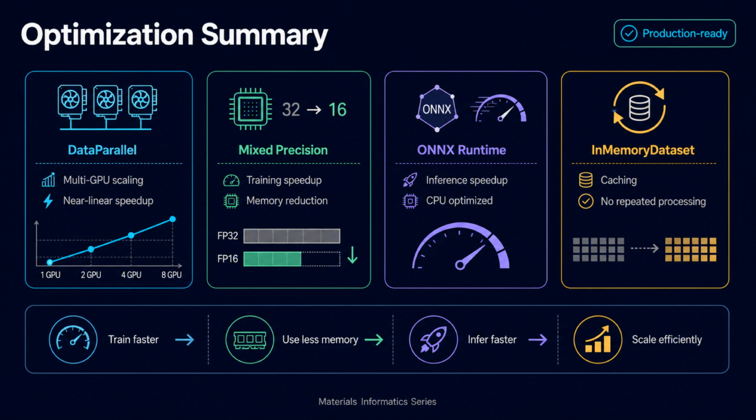Our optimization strategies provide substantial performance improvements. Data parallel enables multi-GPU scaling for faster training. Mixed precision provides significant training speedup with meaningful memory reduction. ONNX runtime achieves substantial inference speedup, especially on CPU. In-memory dataset automatic caching eliminates repeated data processing. Together, these techniques make GNN models practical for production use.